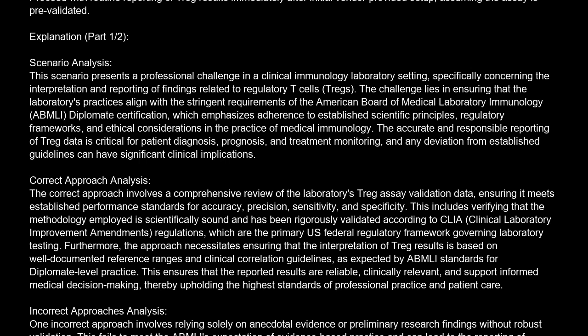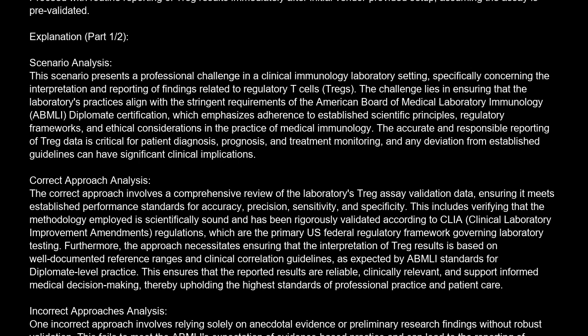The challenge lies in ensuring that the laboratory's practices align with the stringent requirements of the American Board of Medical Laboratory Immunology, ABMLI Diplomate certification, which emphasizes adherence to established scientific principles, regulatory frameworks, and ethical considerations in the practice of medical immunology. The accurate and responsible reporting of TREG data is critical for patient diagnosis, prognosis, and treatment monitoring, and any deviation from established guidelines can have significant clinical implications.